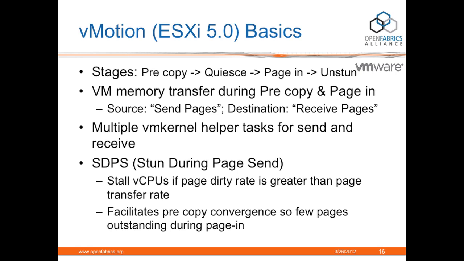In 5.0, which is the currently shipping version of the product, we also introduced a new technology called SDPS, stun during page send. The idea here is if your source virtual machine is dirtying or modifying memory at a faster rate than you can transmit and your bandwidth can sustain, then you have to stun or slow down the vCPU on the source host so that it doesn't dirty as much memory. So that eventually we will converge and only have about half a second worth of pages outstanding at the end. That facilitates pre-copy convergence.